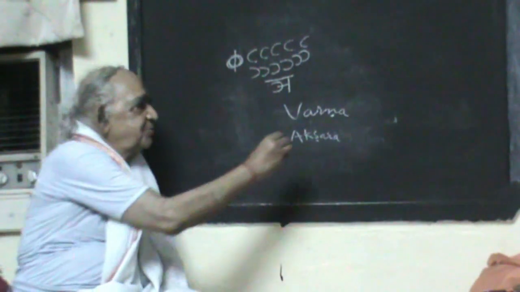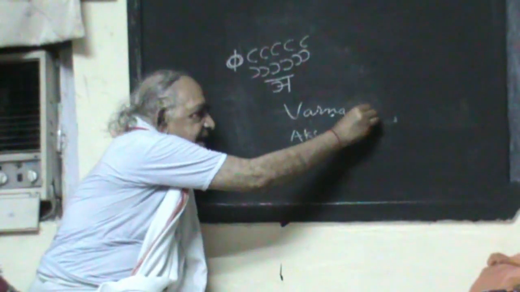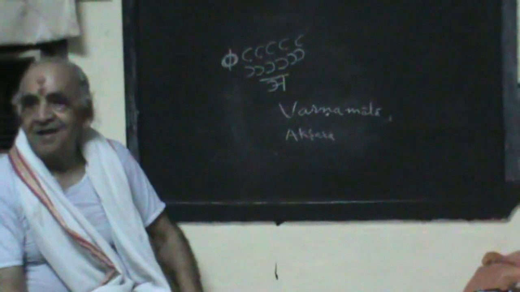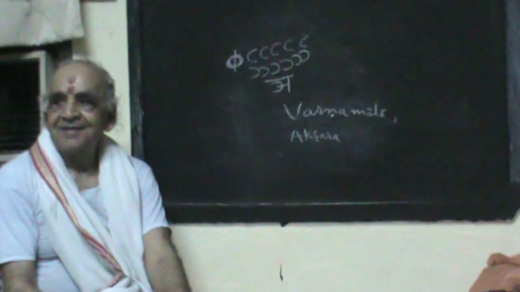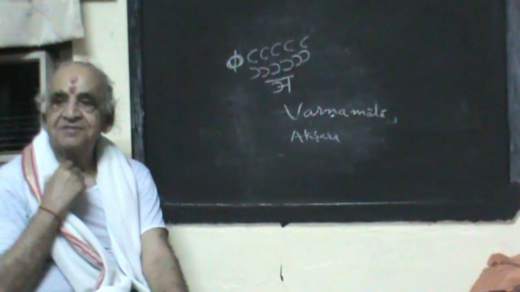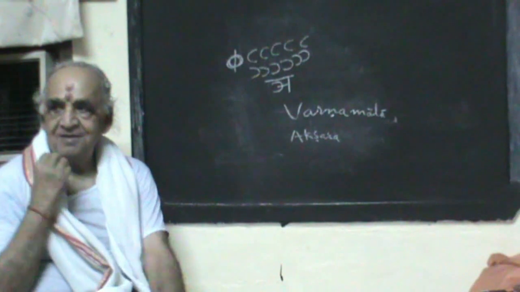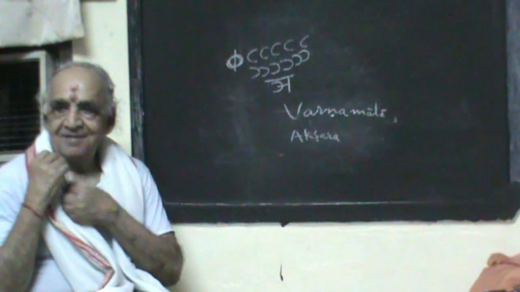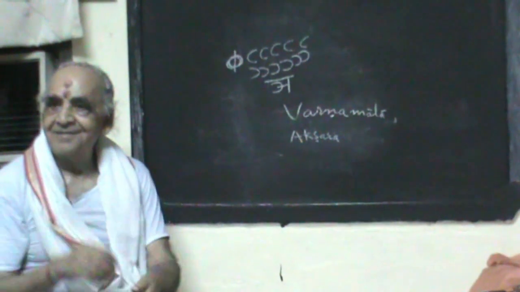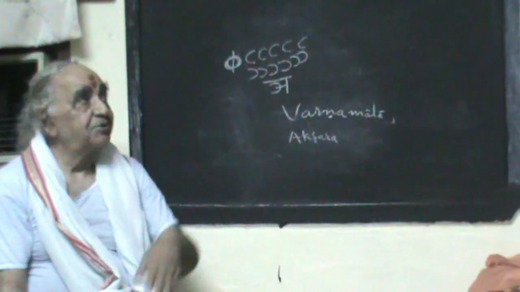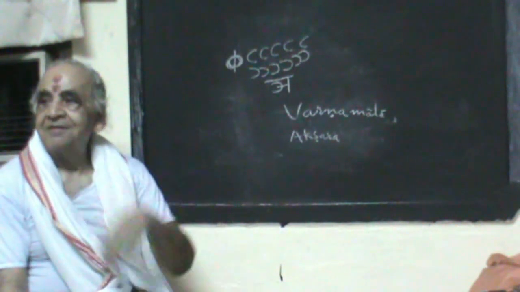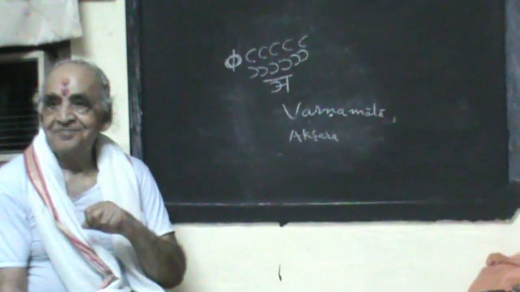But in Sanskrit, you say Varnamala. Mala means a group of beads. This mala. So every bead is like one akshar, one letter. So around the neck of Kali, there are 51 skulls and 51 letters.